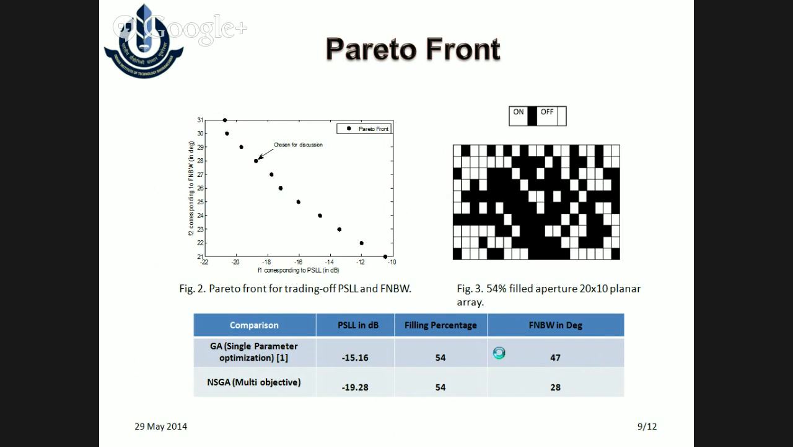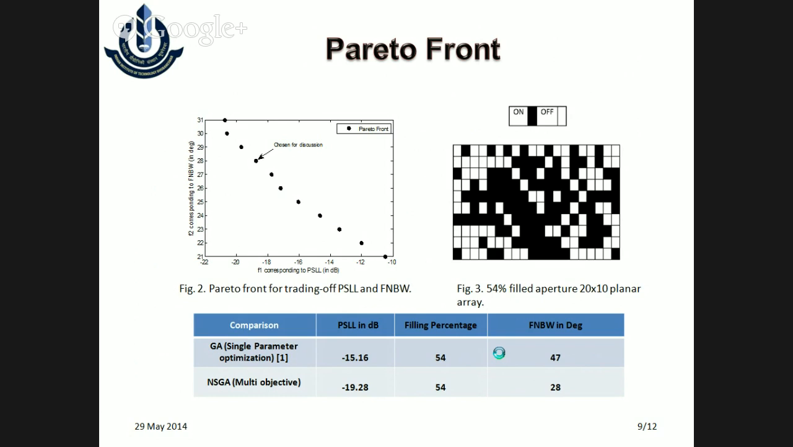That is the corresponding array structure, where black indicates on elements, white indicates off elements. From that, we are controlling the shape of the radiation pattern. We are comparing with the already existing technique, GA, single parameter optimization. By using single parameter optimization, we are decreasing the side lobe level, but we can't control the functional beam width. That's why we go for multi-objective optimization.